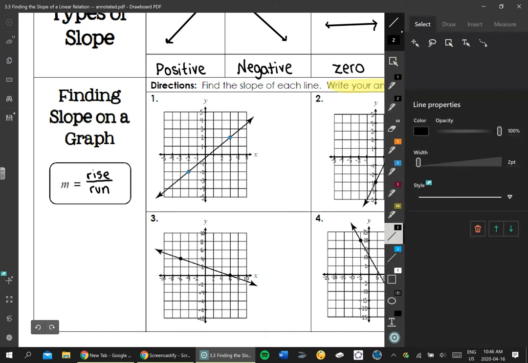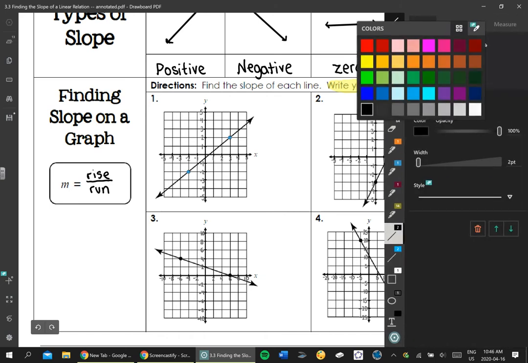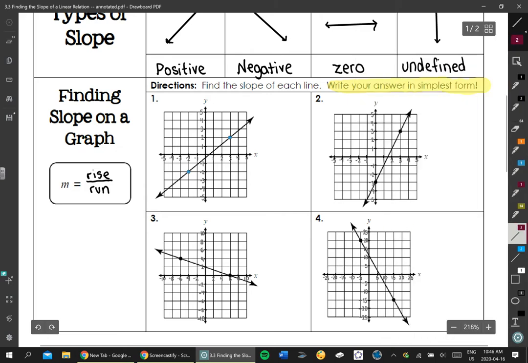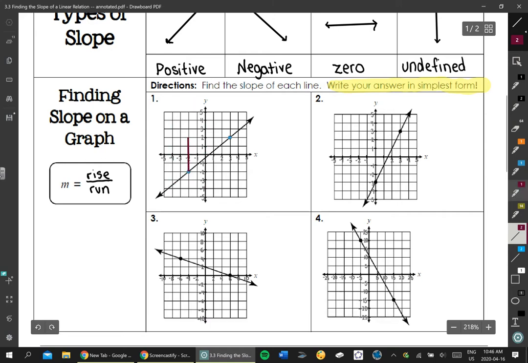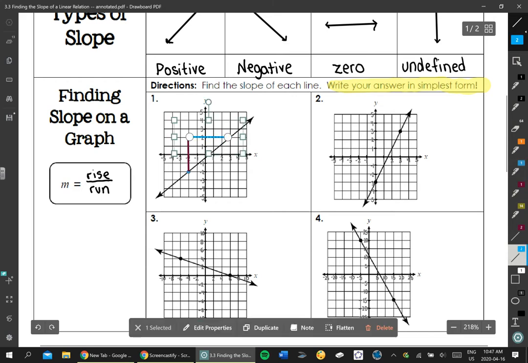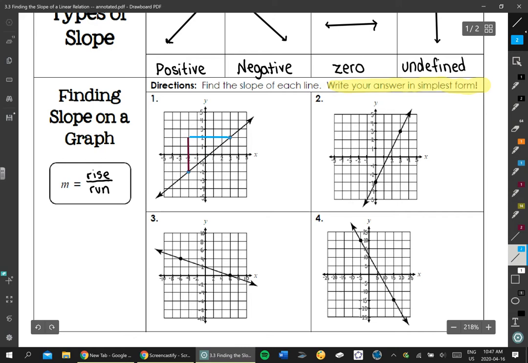Let's go with a different color. Maybe that. Okay, so we look at the vertical rise, and then we look at the horizontal change, which we call the run. Now what we have to do is figure out what the rise and what the run are.